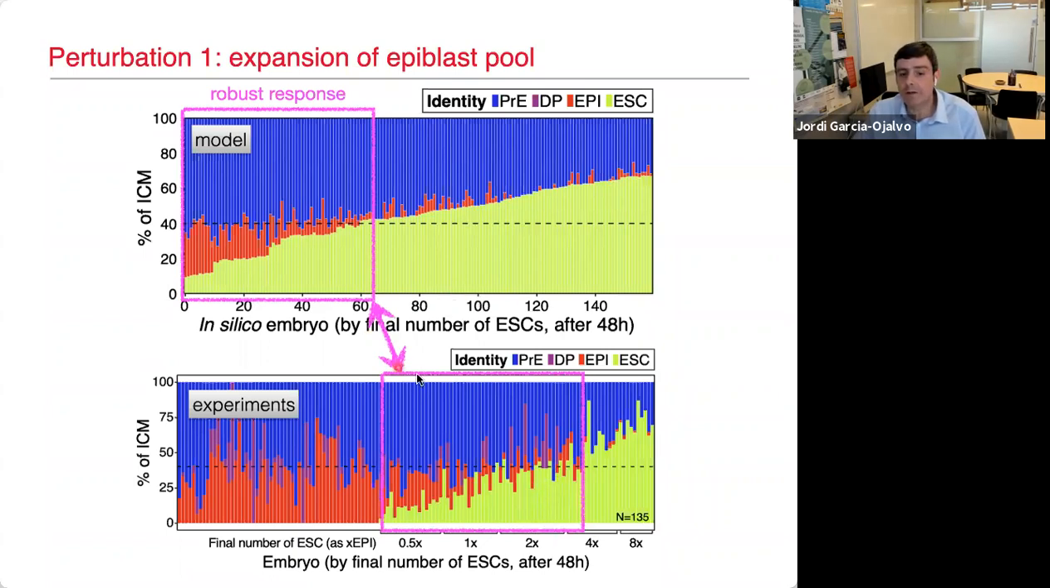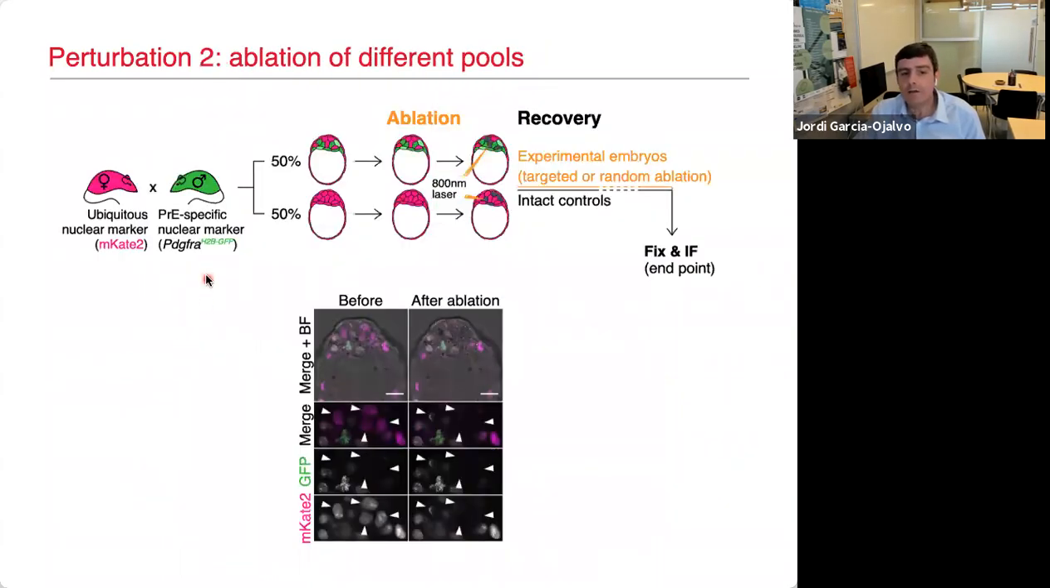So that's the first perturbation, and we can see that the system is really robust to us perturbing the embryo at this very early stage by adding these cells. Now, let me show you the second perturbation. The second perturbation is we go to the opposite limit. Let's remove cells in a targeted manner. So one thing that we can do experimentally, that Nestor could do experimentally, was to remove cells in a targeted manner by using laser ablation, okay?